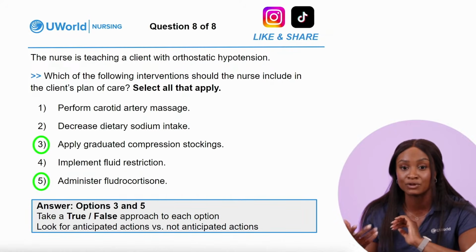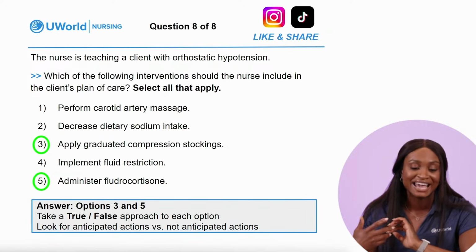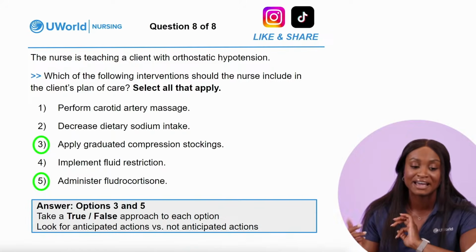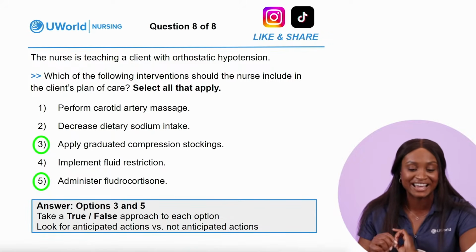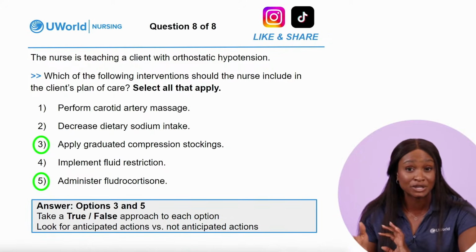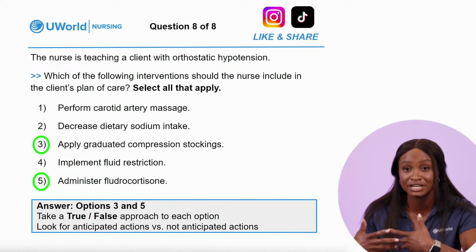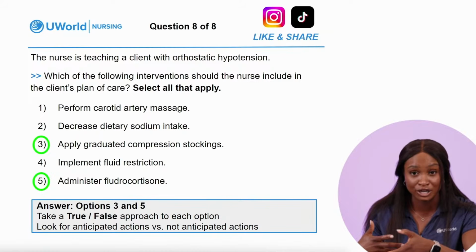And also, fludrocortisone is a mineralocorticoid that mimics aldosterone, and this reduces sodium loss in the urine. Water follows sodium. So if you're holding on to the sodium, you're going to hold on to the water too.